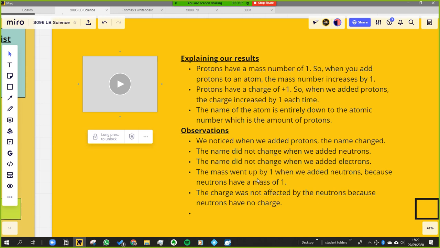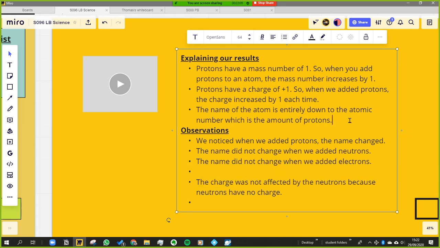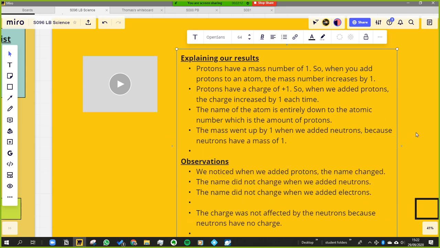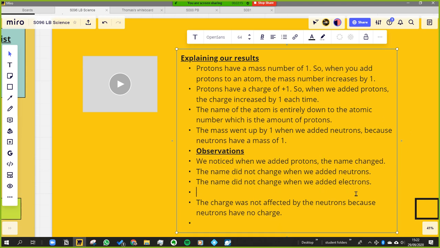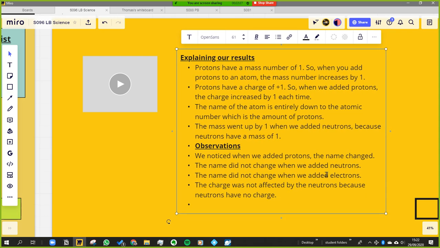What about the mass? The mass went up by 1 when we added neutrons, because neutrons have a mass of 1. So the name of the atom is entirely down to the number of protons. If you change the number of protons, you will change the name. And if you want to change the name, the only way you can do it is by changing the number of protons. The name did not change when we added electrons. The charge was not affected by the neutrons because the neutrons have no charge.